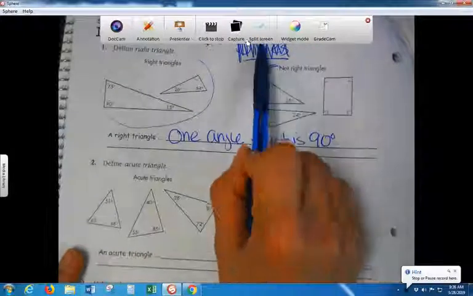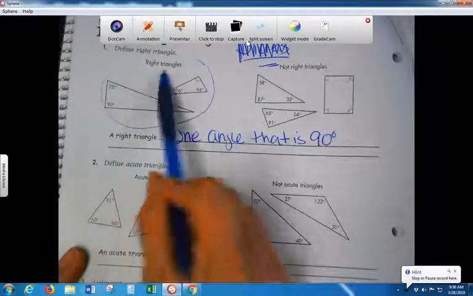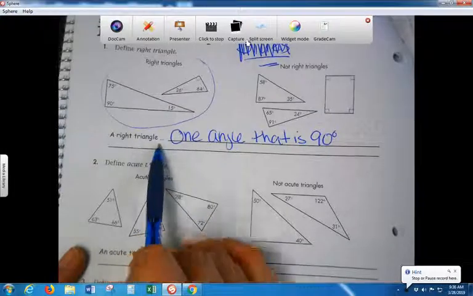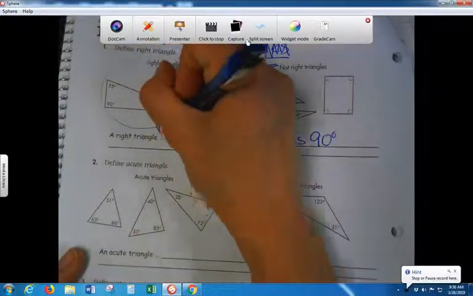Okay, we're talking about angles. So here's a triangle that are called right triangles. These are not right triangles. And we define a right triangle as a triangle. A right triangle has one angle that is 90 degrees.